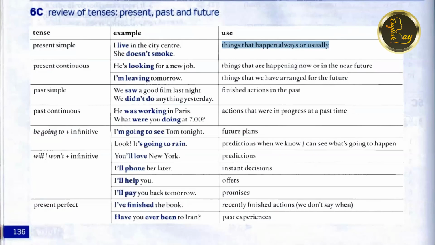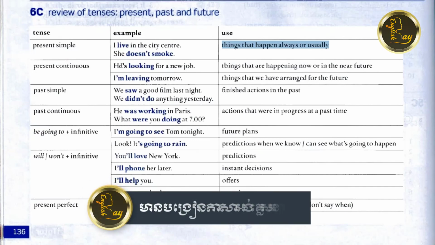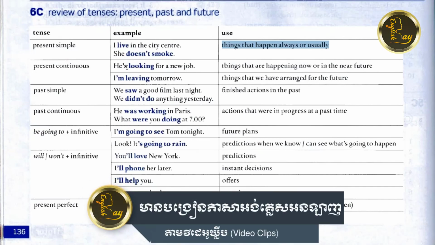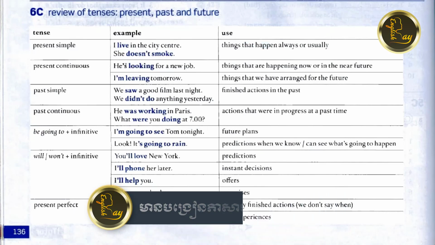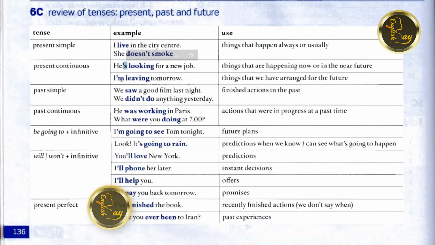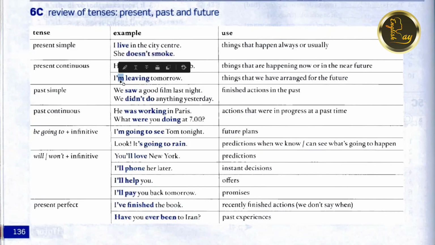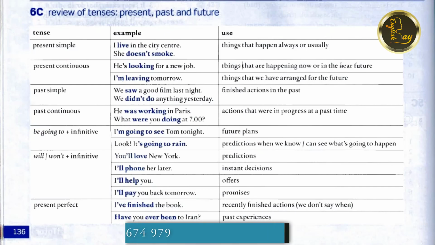So we use this one for things that always or usually happen. For present continuous, the subject plus verb to be, am, is, or are, and then plus verb with ing. For he, she, it, we use is. For I, we use am, and for you and they, we use are. We use this one to talk about things that are happening now or in the near future.